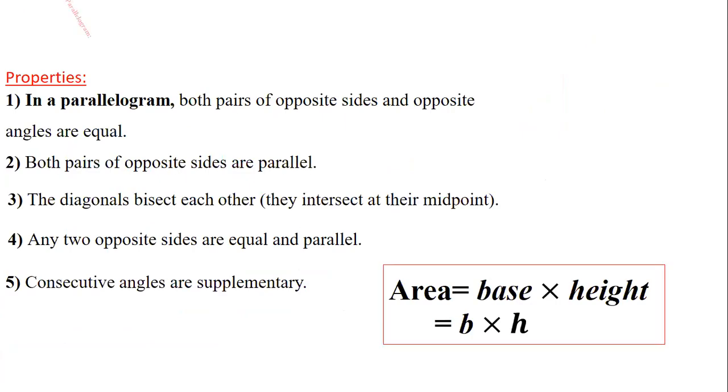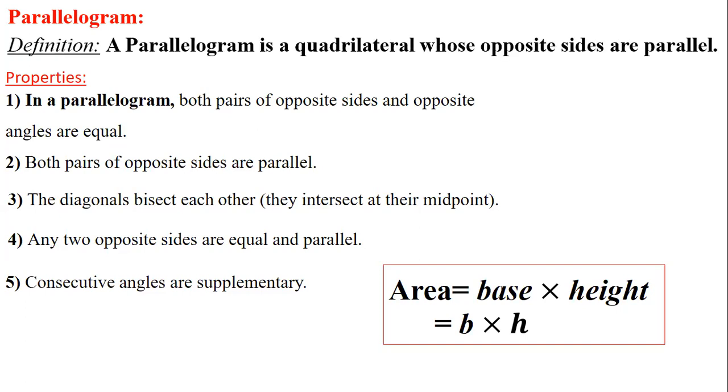Last year, we studied the quadrilaterals. Any quadrilateral is a geometrical shape having 4 sides and 4 angles. The first quadrilateral I'll talk about is the parallelogram. What are the properties or the definition of the parallelogram? It is a quadrilateral whose opposite sides are parallel. The parallelogram has properties.